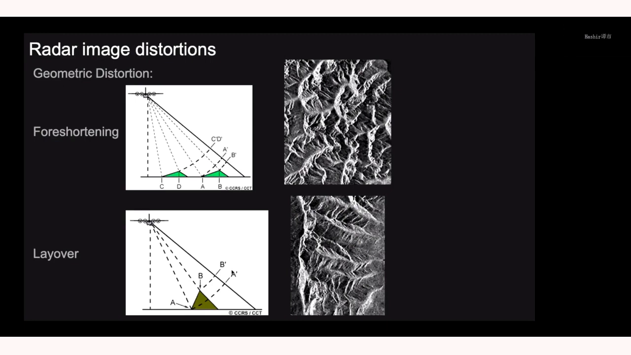In simple words, in foreshortening, tall buildings and tall mountains look like they are leaning towards the sensor. So if the sensor is on the left side, as we can see here, the mountain features are leaning towards the sensor, and in layover, it looks like they're totally flipped over. These are the two cases.